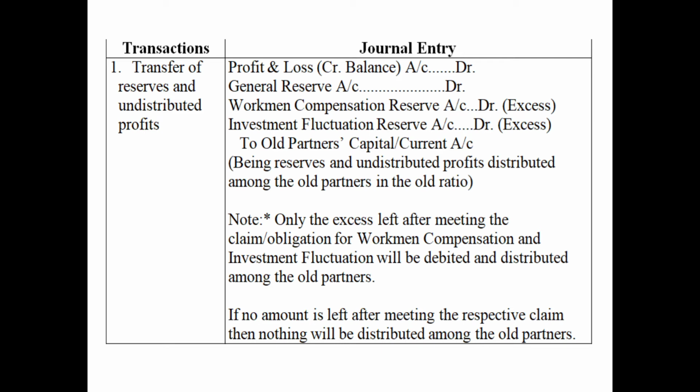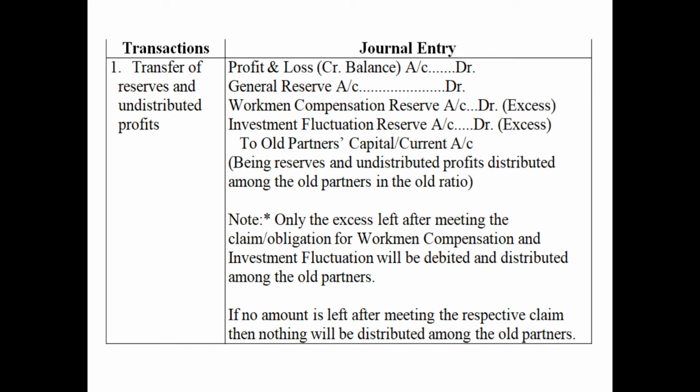So as you can see, the journal entry for transfer of reserves and undistributed profits will be: profit and loss account debited if it is having a credit balance, general reserve account debited if you have the general reserve also, then workmen compensation reserve account debited.